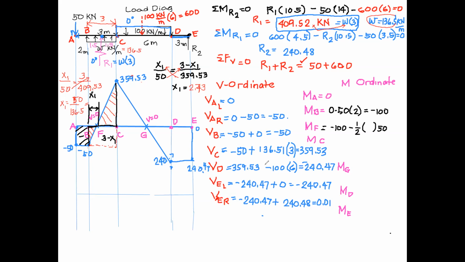So will you get the same answer? What is 50 divided by 136.5? Is it also ibaliktad? Cross multiply 50. Ano nangyari? 3 divided by x sub 1 is 3. X sub 1 is to 50 as 136. Anong baliktad? 150 divided by 136 divided by 50. X is to 50 as 3 is to 409.